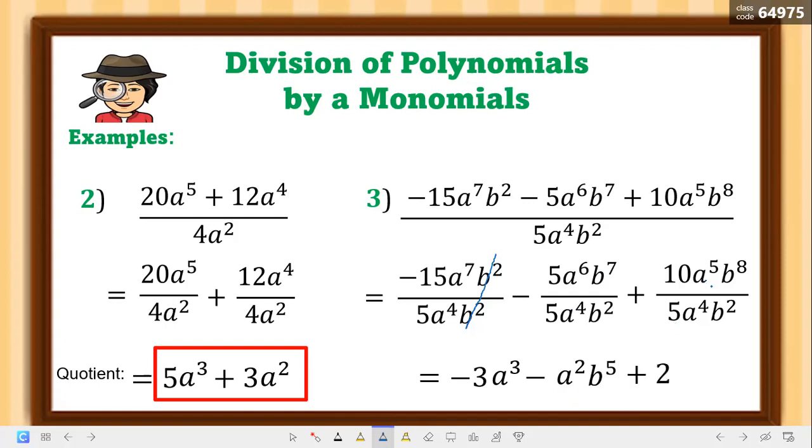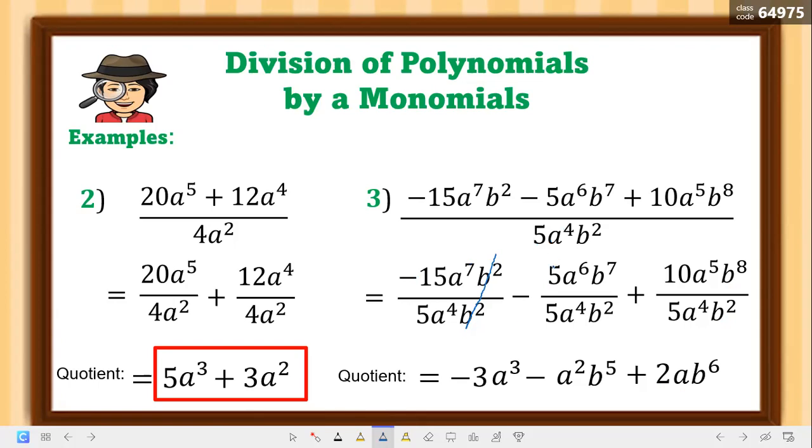Dito tayo sa A. What is the exponent if you subtract 5 minus 4? 1 na lang. A raised to 1. Isusulat pa ba natin yung 1? Hindi na po. Okay, very good. Kaya A na lang po siya. And B tayo. What is B raised to 8 over B raised to 2? B raised to 6 na lang siya. Okay? So, yan na po yung ating final answer, or the quotient of this polynomial over monomials.